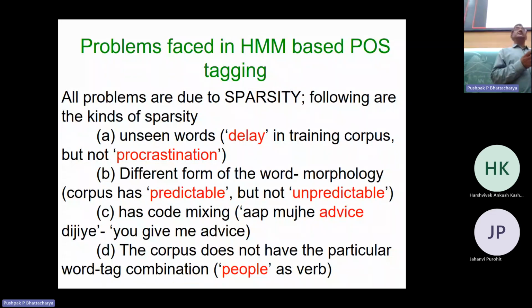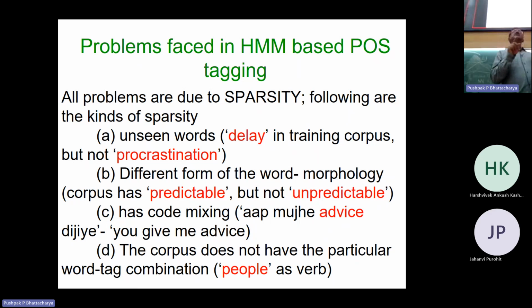It can have code mixing. So, आप मुझे advice दीजिए. So instead of saying आप मुझे सलाह दीजिए या परामर्श दीजिए, आप मुझे advice दीजिए. This is called code mixing. Two languages are mixed. So when you have code mixing, then the training data and test data can have this problem. You might not have seen all the words in the test data in the training data. And the corpus doesn't have the particular word and tag combination. For example, people as a verb is extremely rare. So in the training data, you probably have not seen people as a verb. So what to do about it? These are all sparsity problems. There are 4 kinds of sparsity problems I have noted down here. You can maybe think of other problems also which can be related to sparsity.